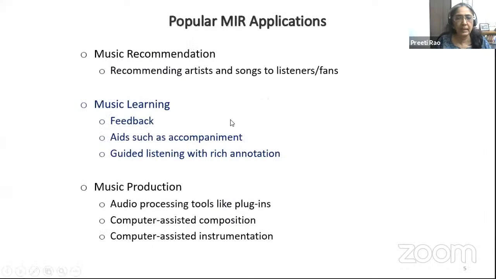Okay, so what are the popular MIR applications? Recommendation is something that's really well known and something that common people use: recommending, let's say, artists, songs, and so on to listeners and fans. We'll have a little bit more to say about it as we go along. Music learning, providing feedback by analyzing the audio itself, can be an important application. And of course, aids such as accompaniment, a timing accompaniment or an instrumental accompaniment, to go with the music.